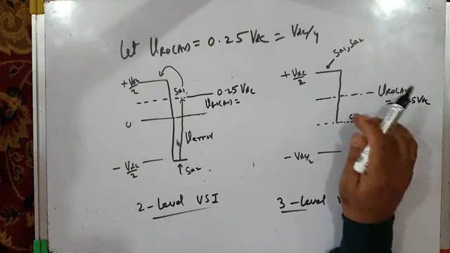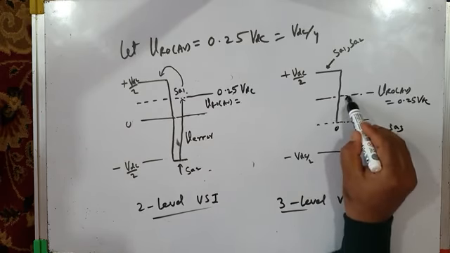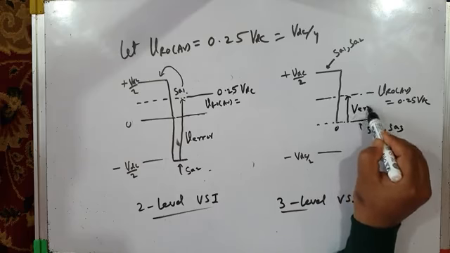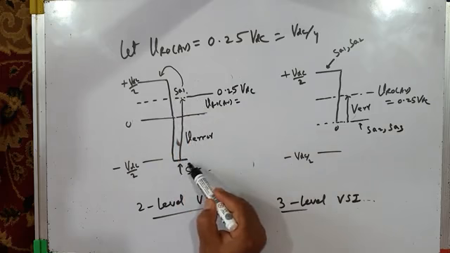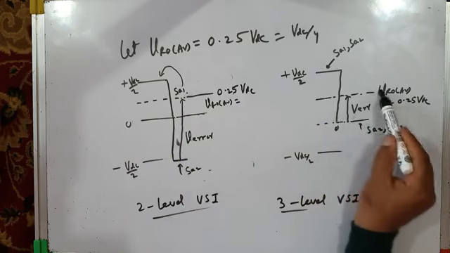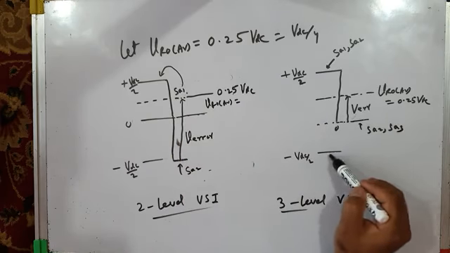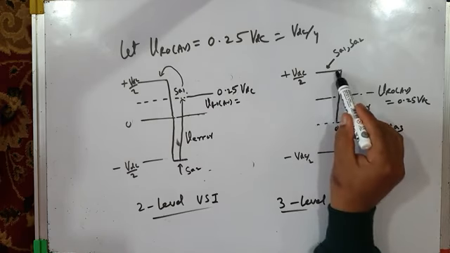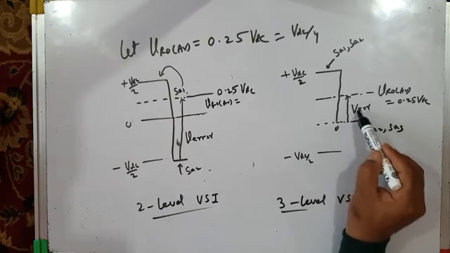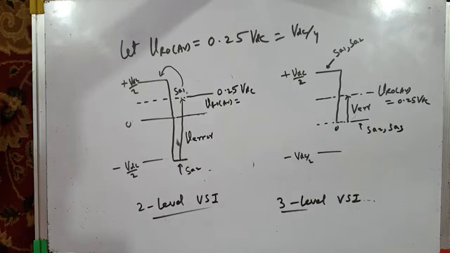And what is the error? Error is very, very small here. In the 2-level case, the error is very large. This is what you desire and this is what you apply. Here the error is very small because you are not applying negative DC pole voltage at all. You are switching between positive pole voltage and 0 pole voltage. So this reduces the error, and this explains why 3-level inverters give a better harmonic spectrum or better harmonic performance of the inverter.